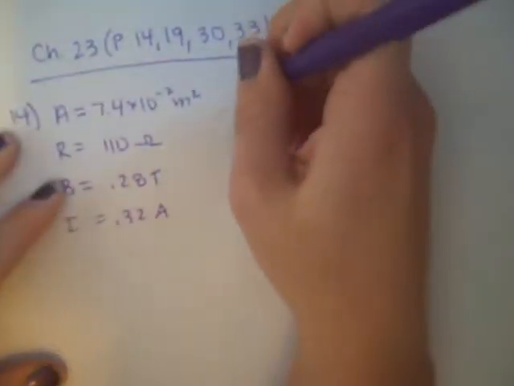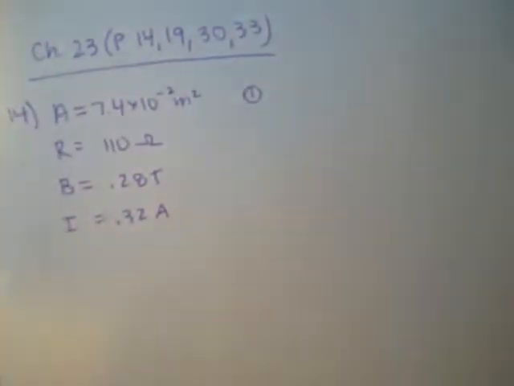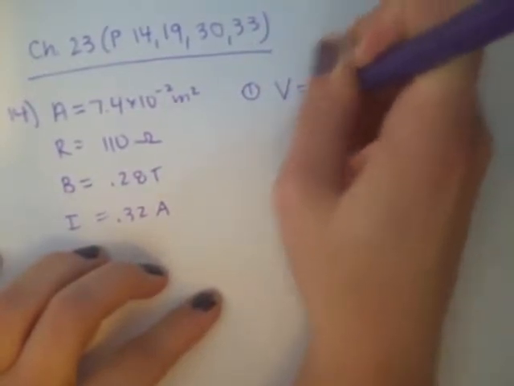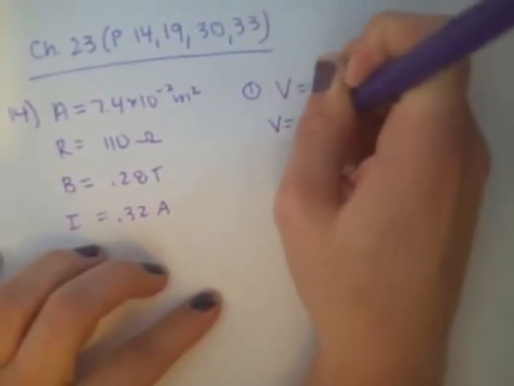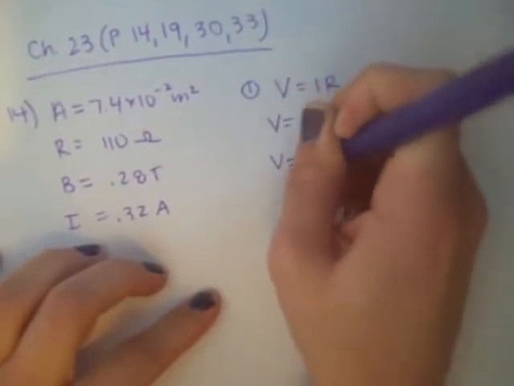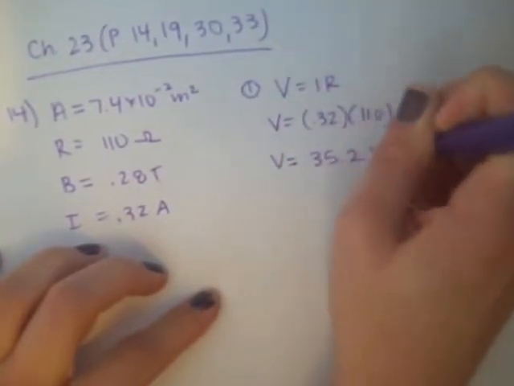Now, step number one is going to be to find the induced voltage from the induced current and the resistance. So we are going to use Ohm's law and do V equals IR. And so if you multiply 0.32 times 110, you get the induced voltage to be 35.2 volts.